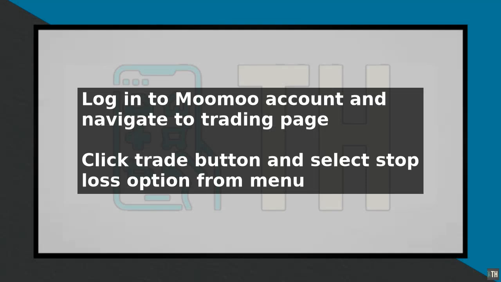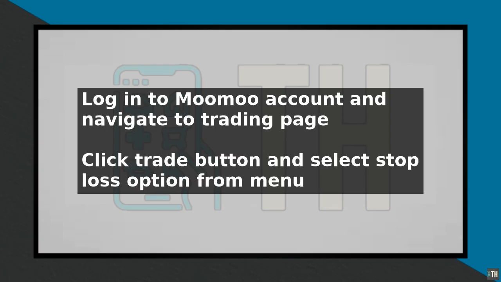Setting a trailing stop loss on Moomoo is a great way to limit your potential losses and protect your profits. To get started, first log into your Moomoo account and navigate to the trading page of the stock you want to set a trailing stop loss for. Next, click on the Trade button and select the Stop Loss option from the drop-down menu.